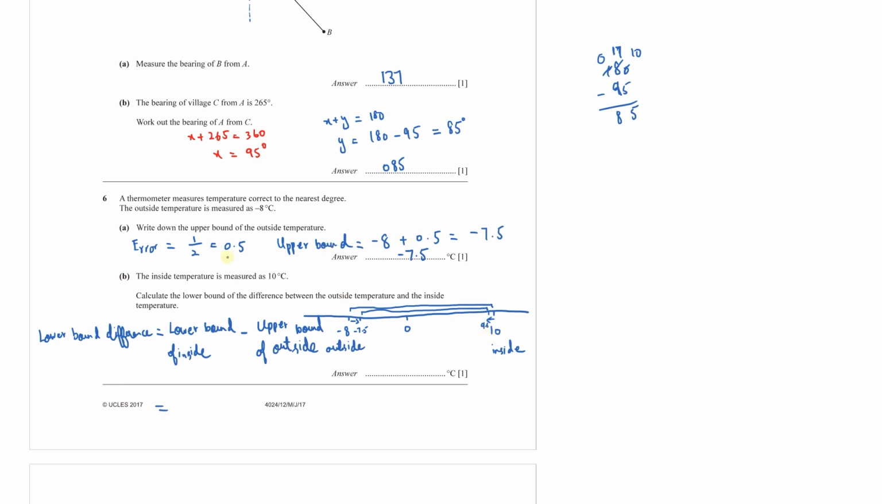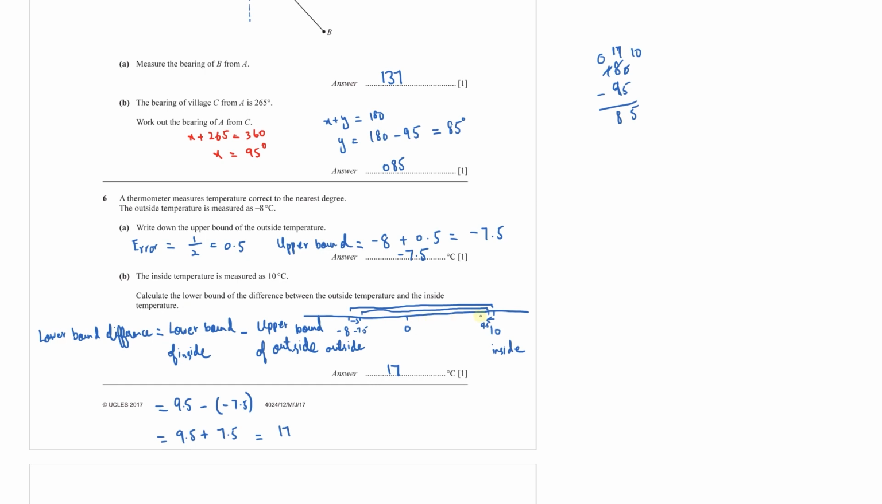Our error is 0.5, and our measured value is 10. So the lower bound would be 10 minus 0.5, which is 9.5, minus the upper bound of the outside, which is minus 7.5. So this becomes minus minus 7.5. This is actually equal to 9.5 plus 7.5, which equals 17. So our lower bound of the difference is 17 degrees Celsius.